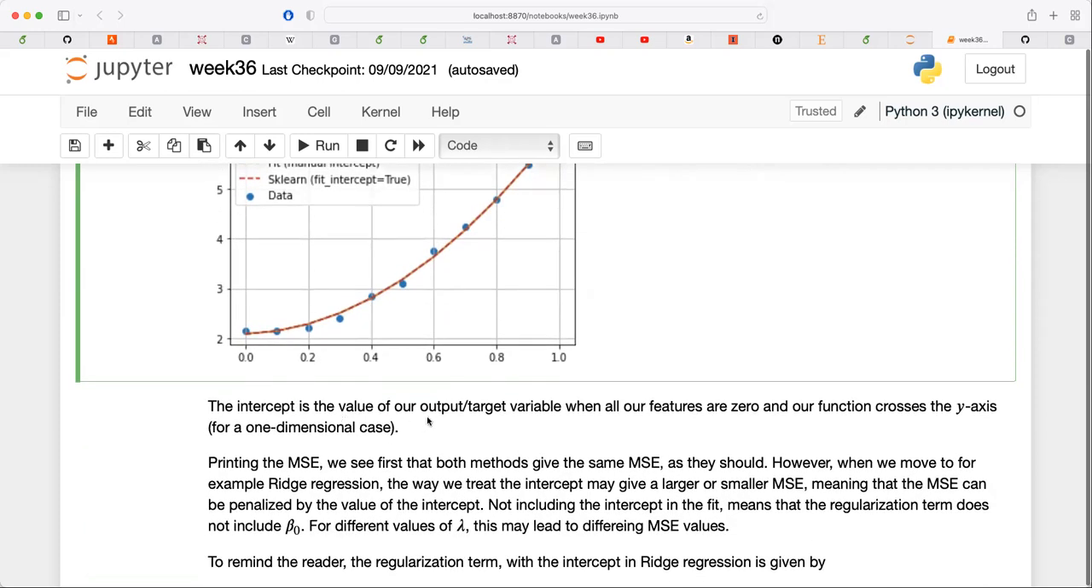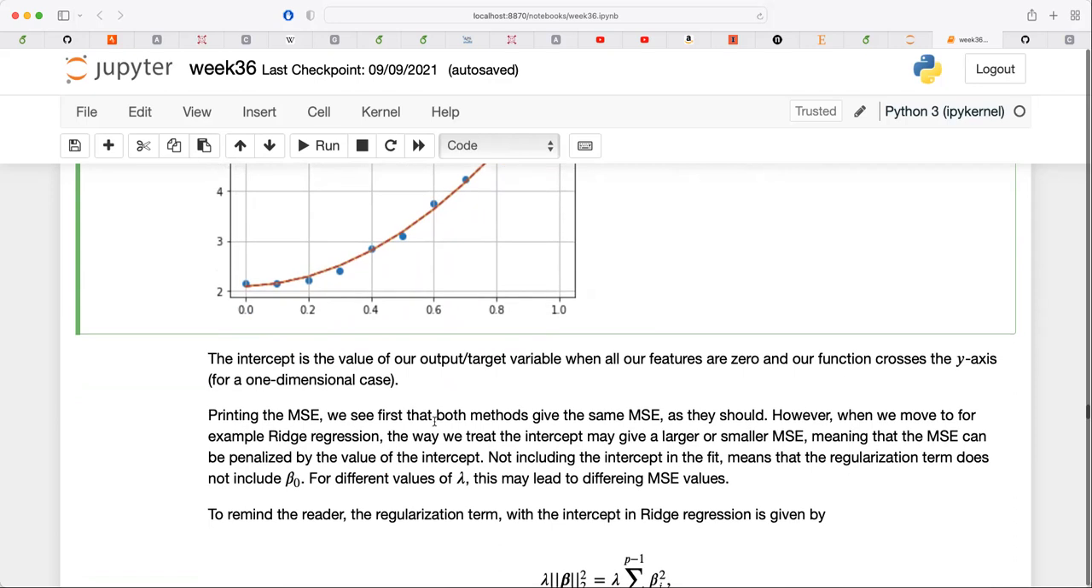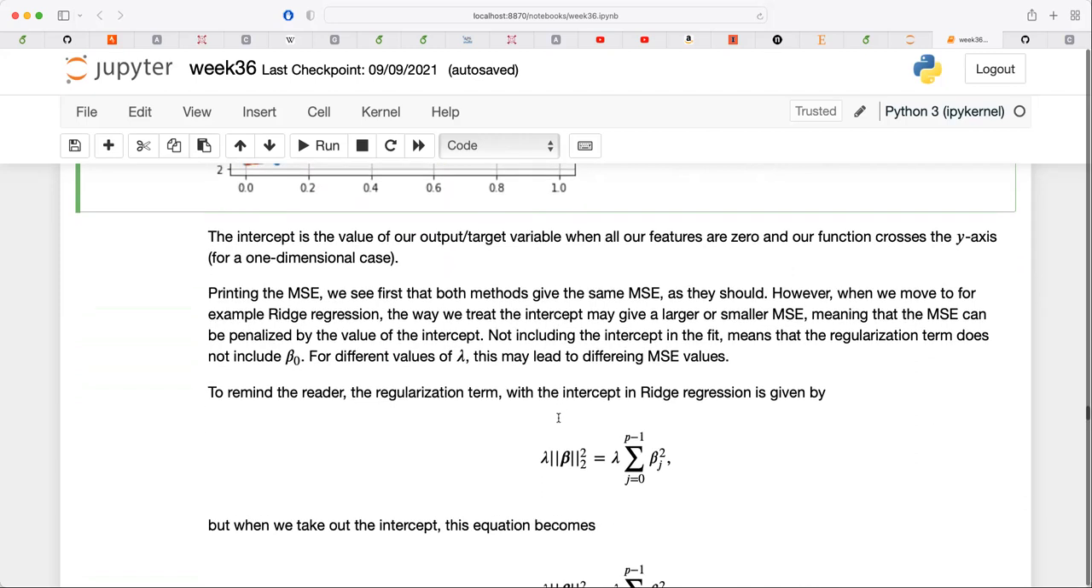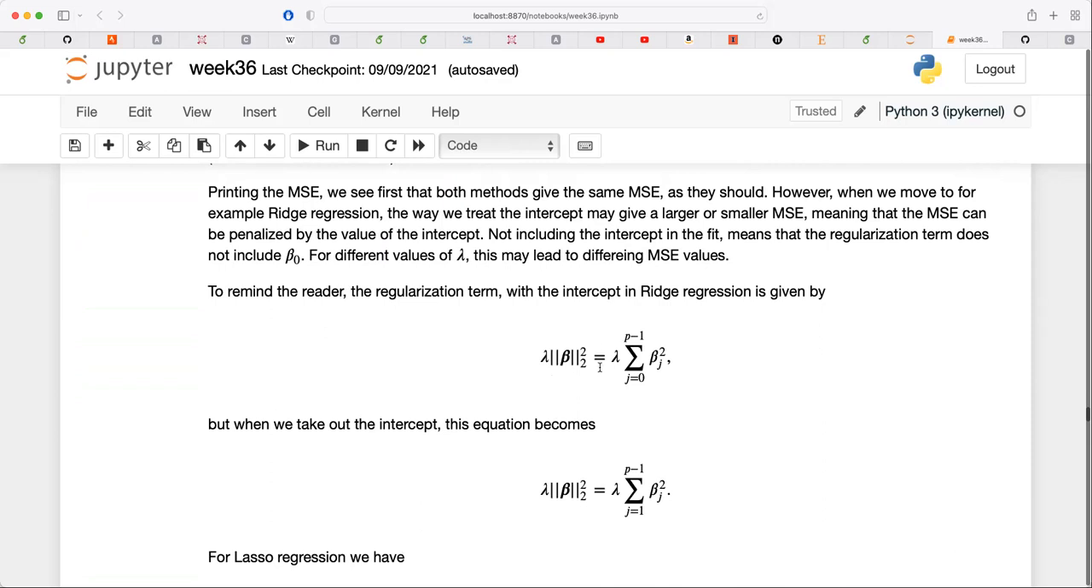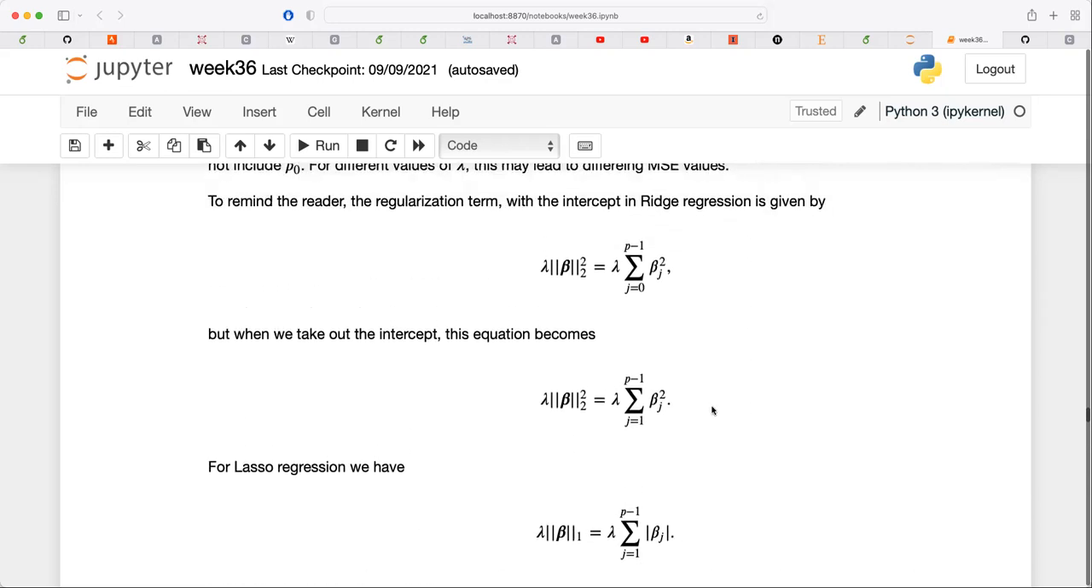So the intercept is the value of the output target variable when all our features are 0 and our function crosses the y-axis. And you see now that when you print it, both methods give the same mean squared error, they should. However, when we move to, for example, ridge regression, the way you treat the intercept may actually give a larger or smaller mean squared error. And that has to do with the fact that we add a term like this one when we do ridge regression. And similarly for lasso regression, we add a similar term like this one. So taking away the intercept here means that you're going to have a different optimization problem.